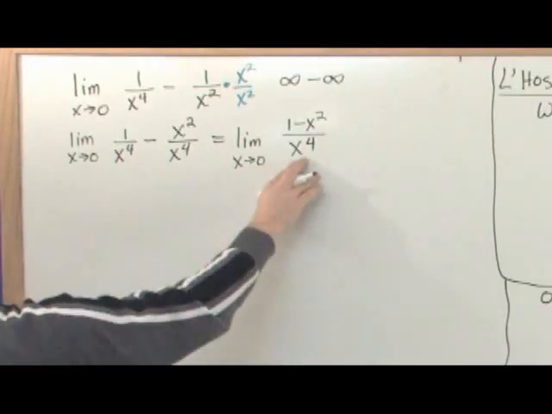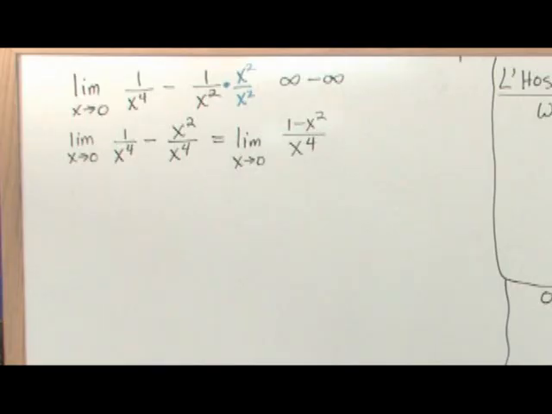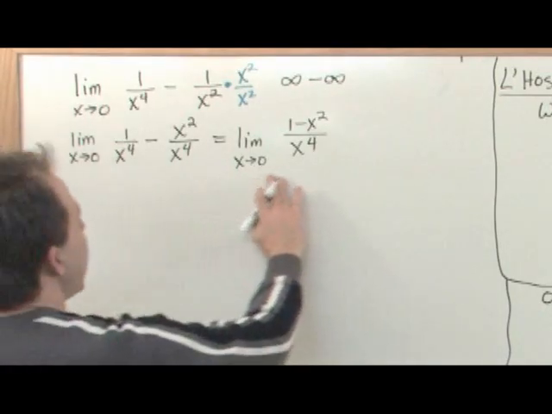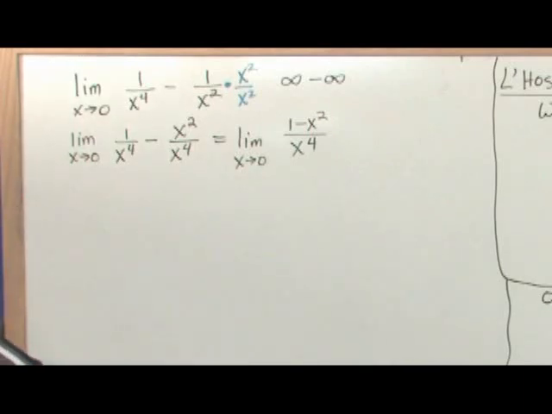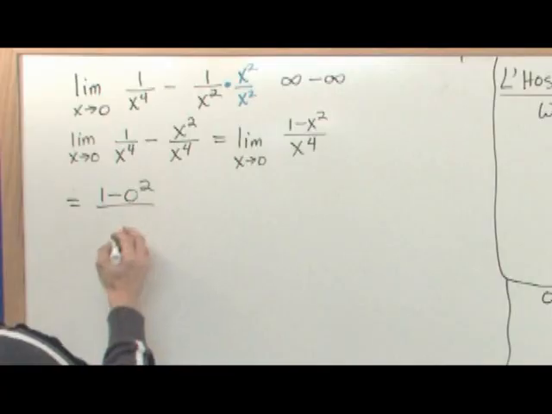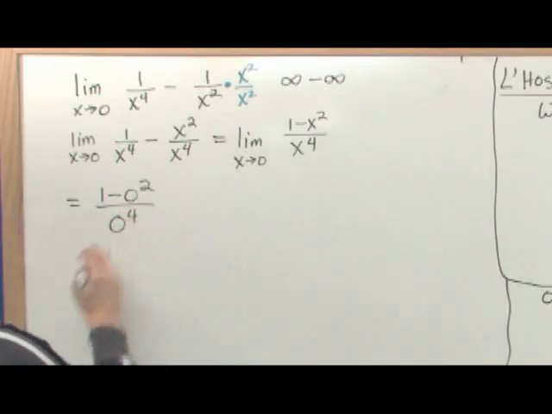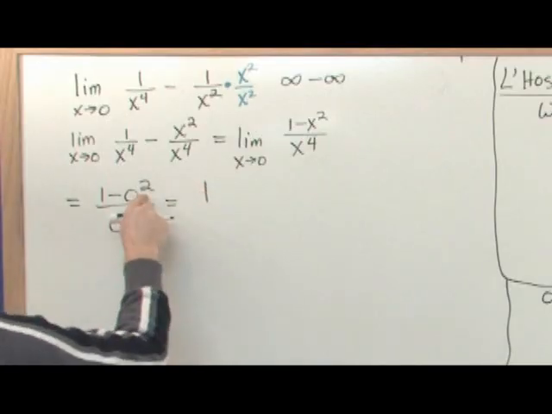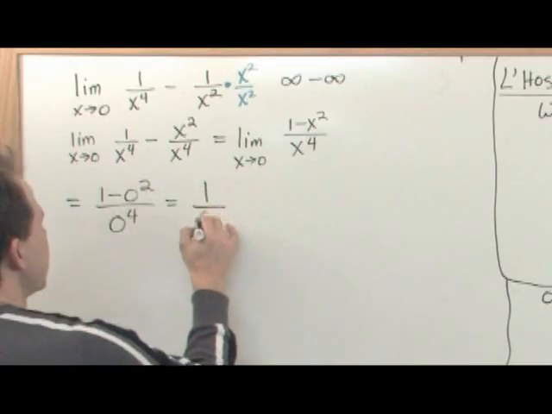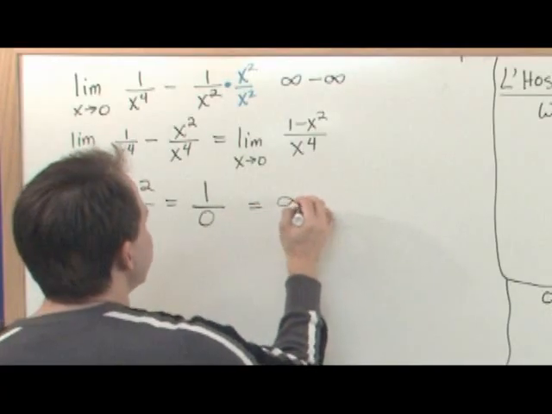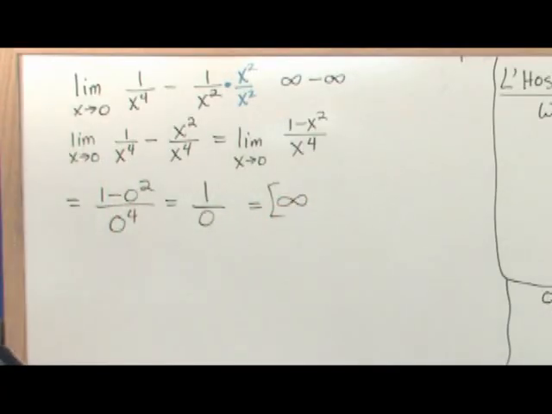Common denominator stays the same. I've subtracted the tops. Now, what form do we have? Okay, now let's continue on and let's see what we have here. Let's say we go ahead and plug in 0 here. What you would have is 1 minus 0 squared on the top, and on the bottom you'd have 0 to the fourth power. So on the top you would have simply 1 because 0 squared is 0, and on the bottom you'd have 0. So you have 1 over 0. Anything over 0 goes to infinity, and so the answer to this limit is infinity.